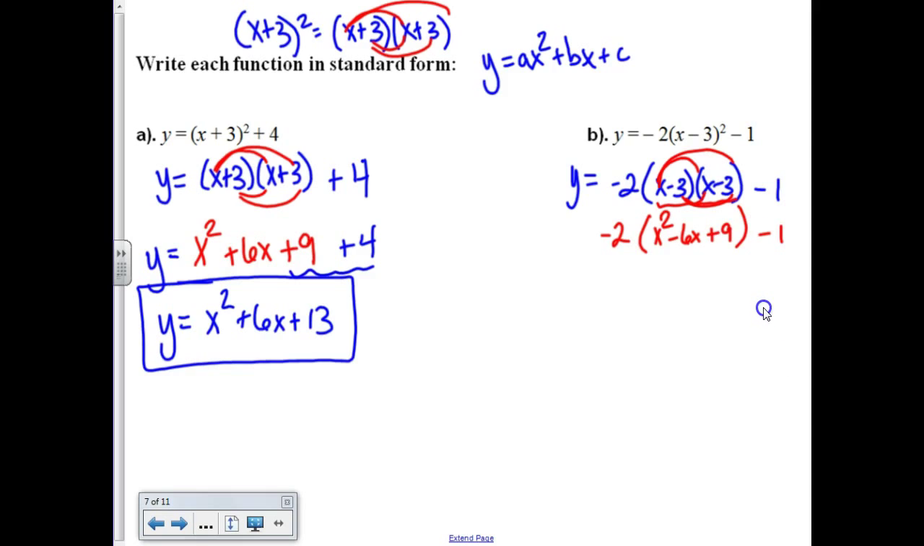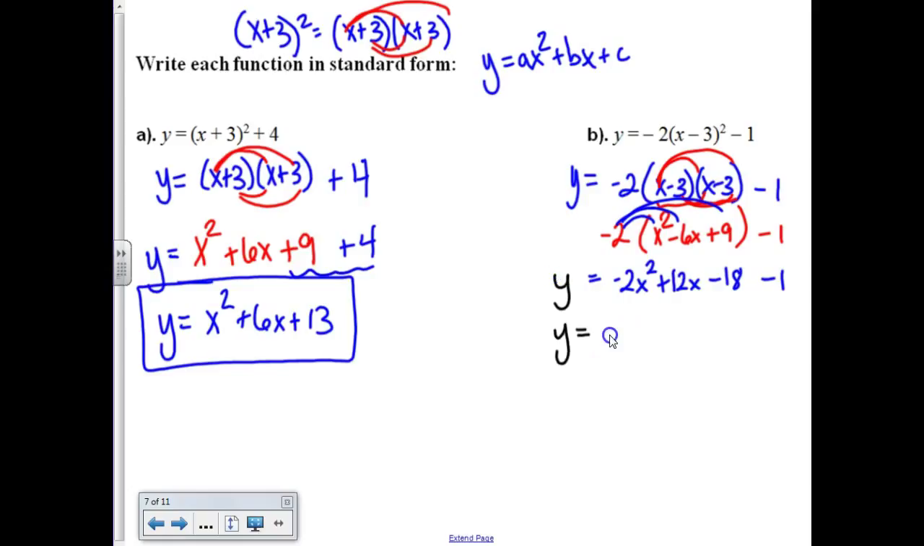All right, next step. This negative 2 now can be distributed into here. Gets a little complicated, right? So this becomes negative 2x squared, plus 12x, minus 18. But don't forget, there's still a minus 1 off to the side. And then finally, we're done.